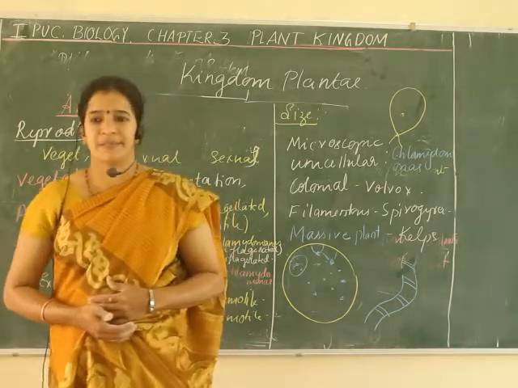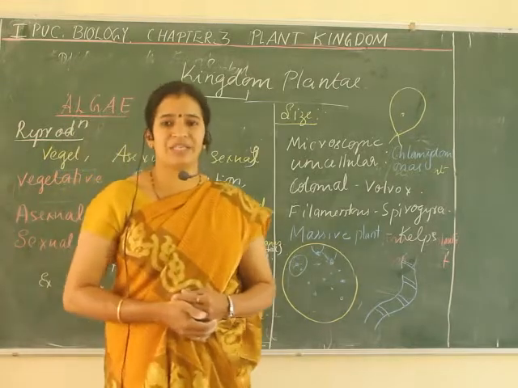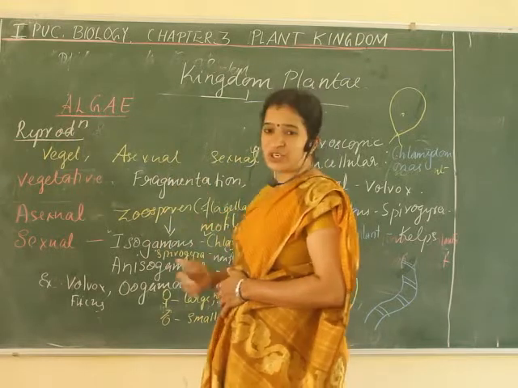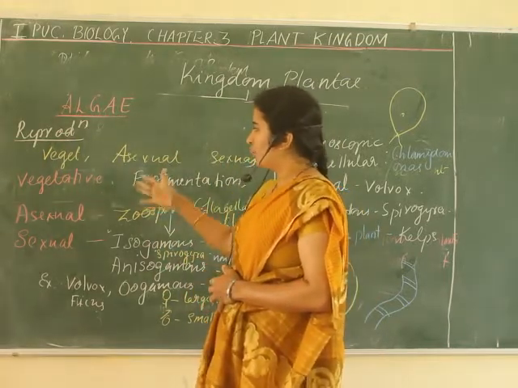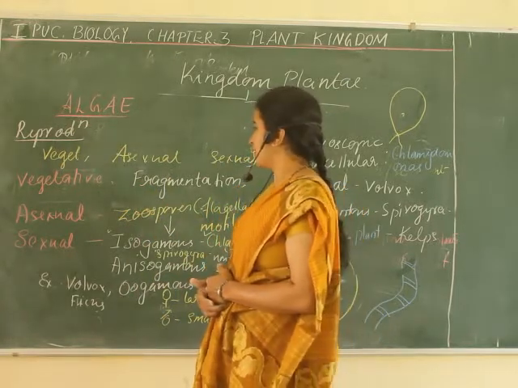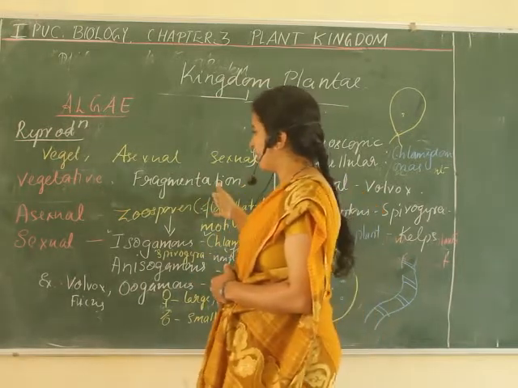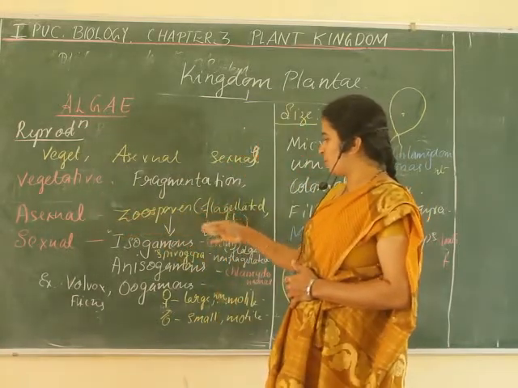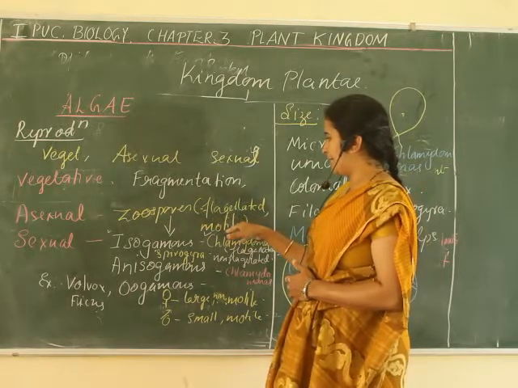Welcome back, students. In the previous session, we discussed algae and reproduction in algae, which we have completed. Three methods of reproduction can be seen in algae: vegetative reproduction, asexual reproduction, and sexual reproduction. Vegetative reproduction takes place by fragmentation, and asexual reproduction takes place by the formation of zoospores. Zoospores are flagellated and motile.